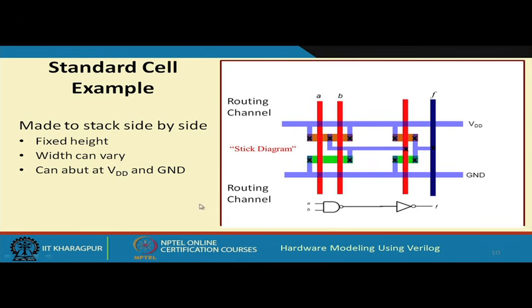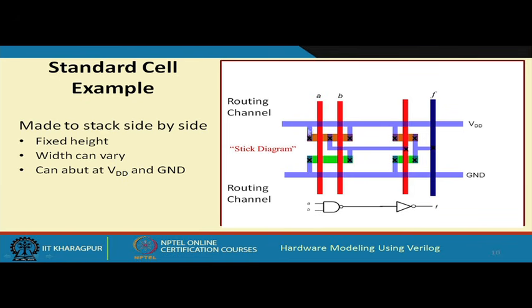Let us take an example. Here I am showing an example of a layout. This is a way in which we show a layout. This is called a stick diagram. The blue lines are the metal connections, red lines are the polysilicon connections, green and brown are the diffusions, here are the N type transistor, here are the P type transistor, and these black crosses are interconnections. You see here we have implemented two gates, one NAND gate and one NOT gate. This part is the NAND gate, this part is the NOT gate.